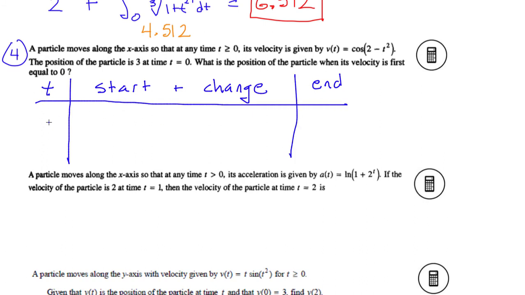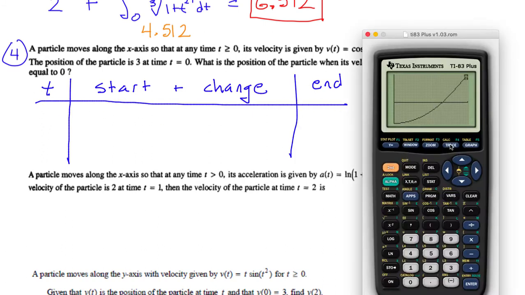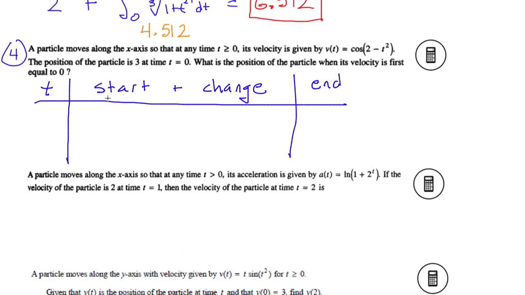So to find this time, we're finding this intersection, so that's going to be second trace. I'm going to find the 0, so 2 between 0 and 1, and I'm going to guess 0.5, and it's probably 0.6, I'm guessing. 0.655. So t is equal to 0.655.